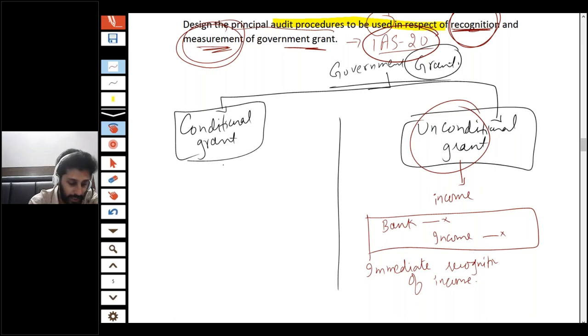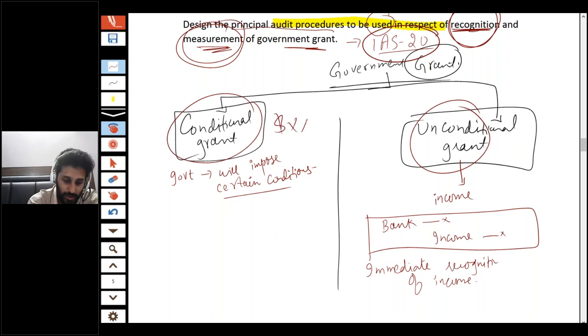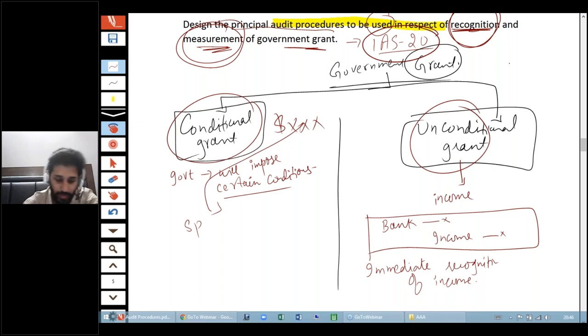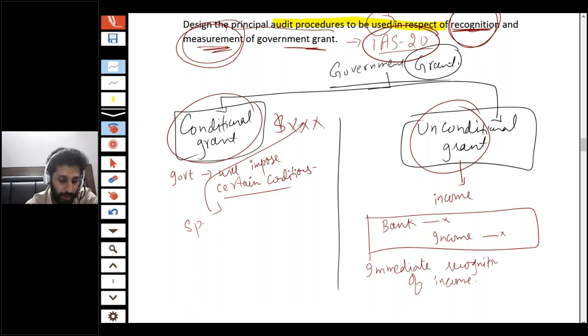A conditional grant is one where the government will impose certain conditions, right? And this amount will be spread over the conditional period. Remember, this is my liability.